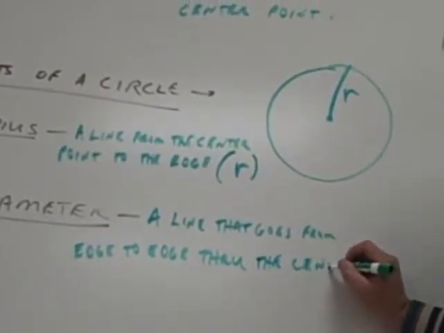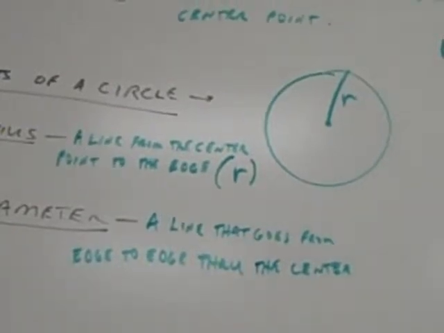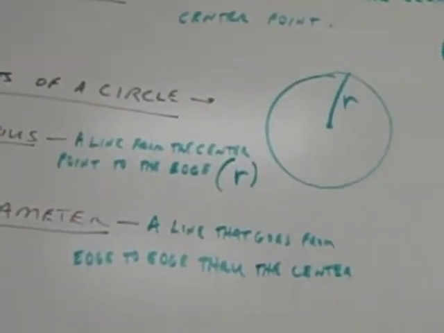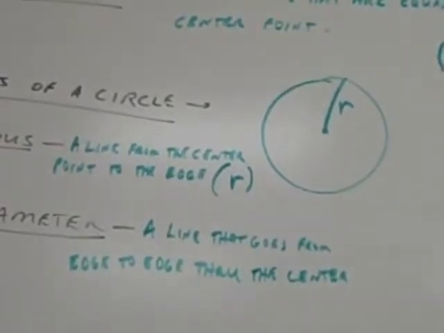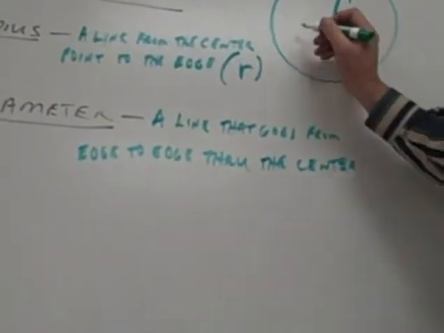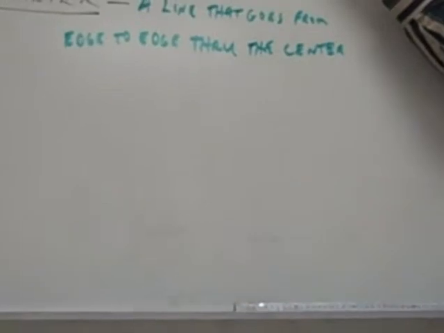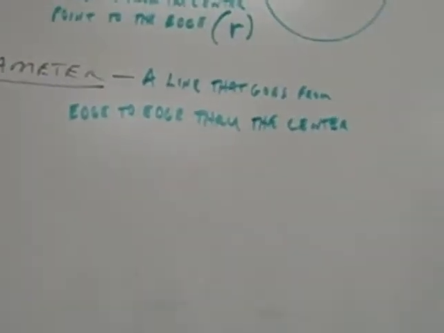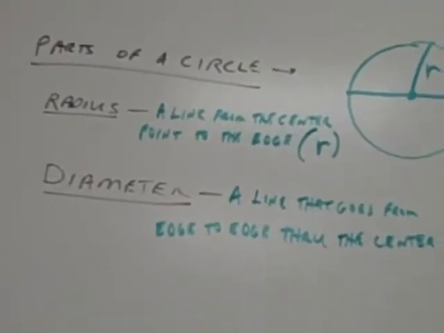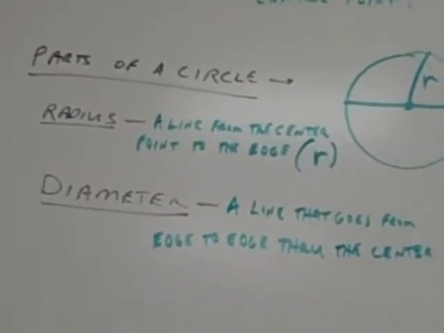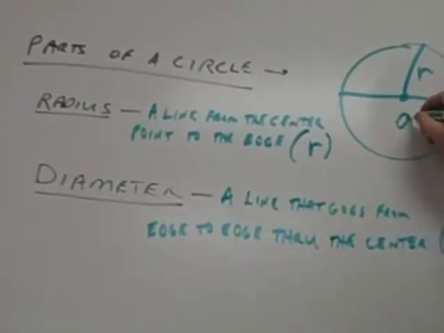Center. Through the center. You will learn there are some other lines that go edge to edge that don't pass through the center, and they're called something else, like secants and chords and things like that. But that's in geometry in high school. So we're dealing with a line that goes across like that right there, through the center point, from edge to edge. Now how do we abbreviate it? D. Plain old small case d. So this right here is d.